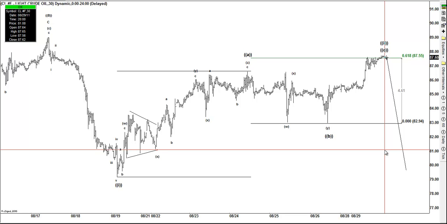So technically we see the yen, the dollar, gold higher, and the dollar Swiss higher. In other words, we see risk aversion close to make a move.